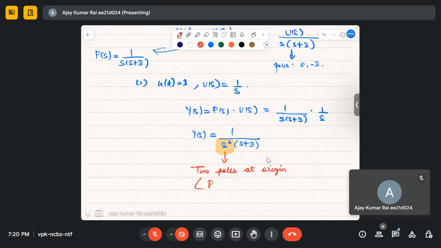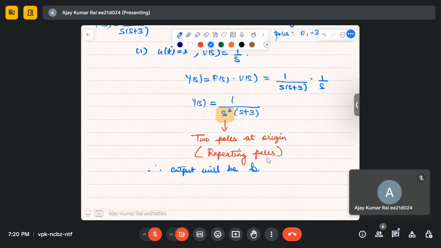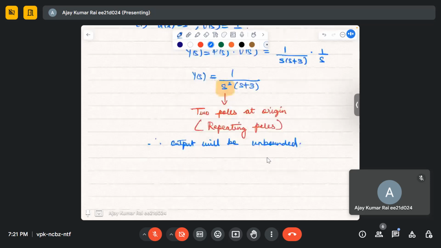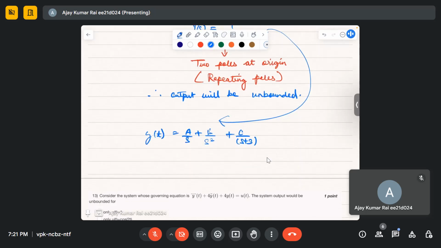Two poles at origin. This is also repeating poles. So what can we directly say about this? For u(t) equal to 1, the output will be unbounded. Directly we can tell, or you can also find y(t). How? You can write a by s plus b by s squared plus c by s plus 3. I'm not finding the coefficients, but directly I'll write what you'll get.